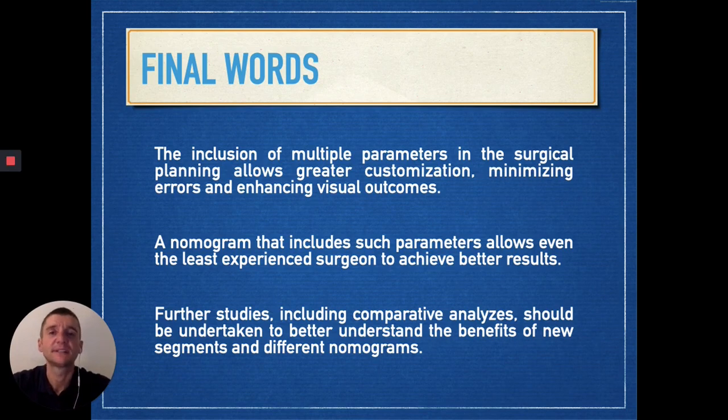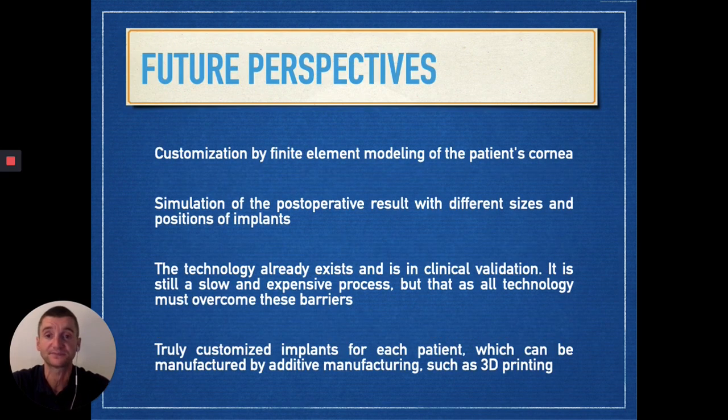And what are our take-home messages, our final words, so to speak? The important thing to know is that the inclusion of multiple parameters in the surgical planning allows greater customization, minimizing errors and enhancing visual outcomes. And the nomogram that does include such parameters allows even the least experienced surgeon, as well as the most experienced surgeon, to achieve better results. Of course, further studies, including comparative analysis, should be undertaken to better understand the benefits of new segments and different nomograms.